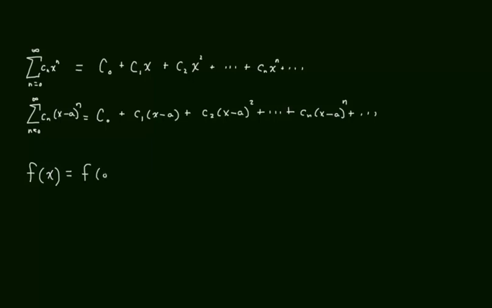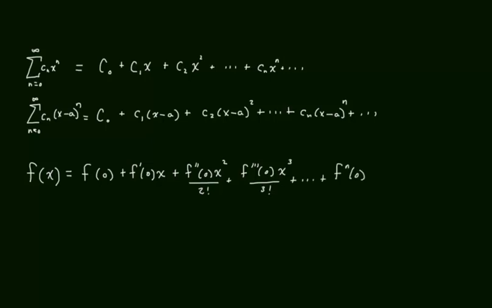f of 0 plus f prime at 0 times x plus f double prime of 0, x to the power of 2 over 2 factorial, plus f triple prime of 0, x to the power of 3 over 3 factorial, plus dot dot dot, plus the nth derivative at 0, x to the power of n over n factorial, plus dot dot dot.